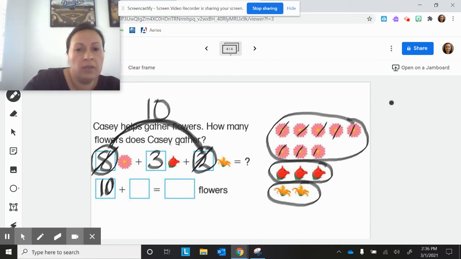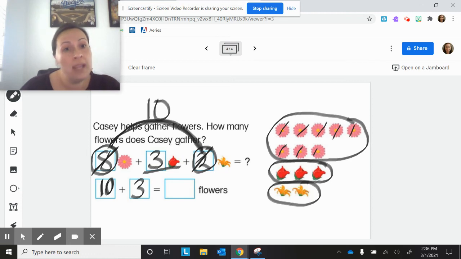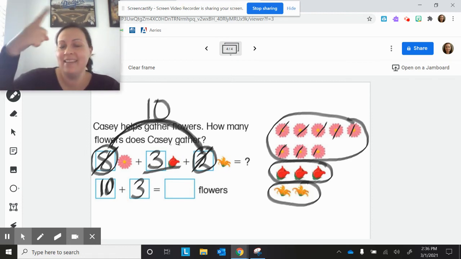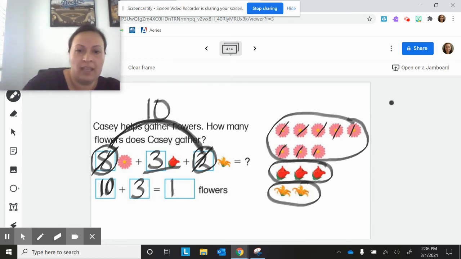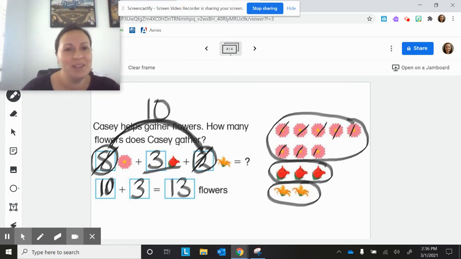And what was the left over? The 3 roses. Let's put the 3 here. Now all we have to do is add 10 plus 3. Okay, let's do it. 10, 3 fingers, 11, 12, 13. 13 flowers in all. Good job.